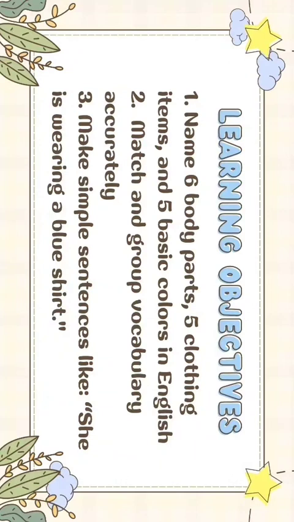Some sentence examples I teach in this lesson include, for example, she is wearing a red dress, and he is wearing black shoes, or maybe two colors. And for body parts, she has brown eyes, he has short black hair, she has yellowish skin, or in Bahasa we say kuning langsat, and so on. By using these real life examples, students can describe their friends, family members, or even themselves using basic English.